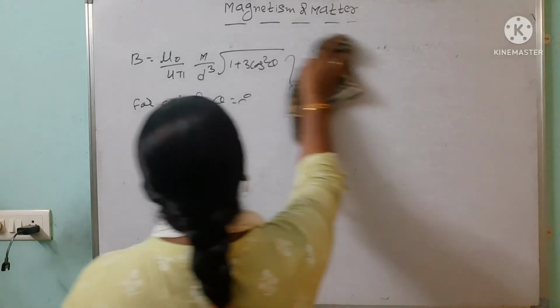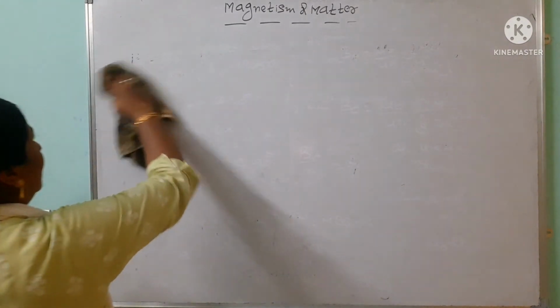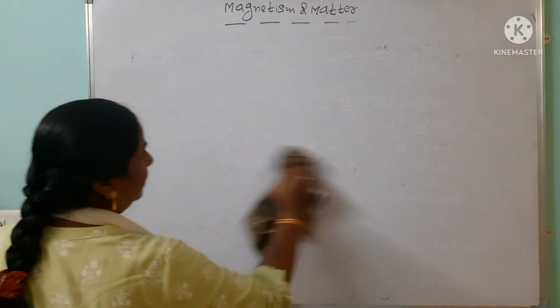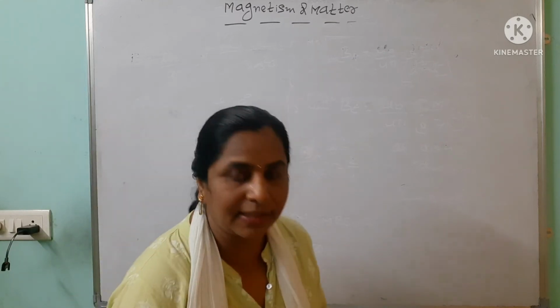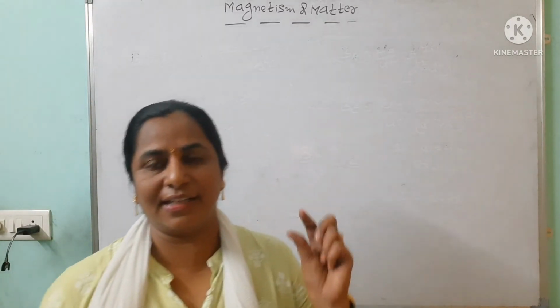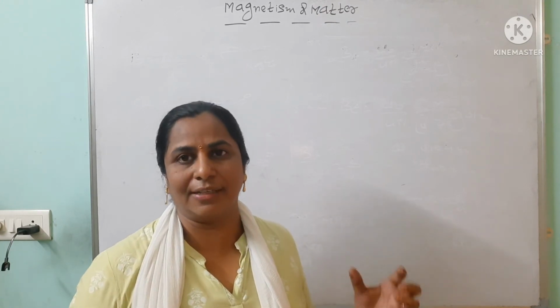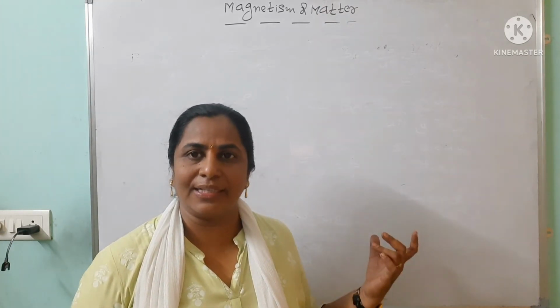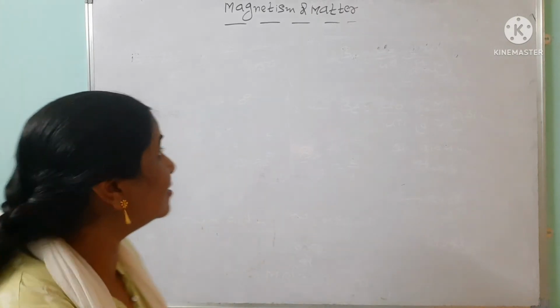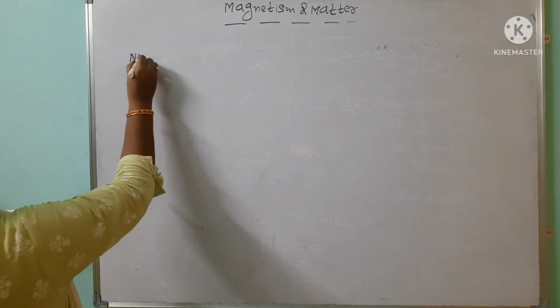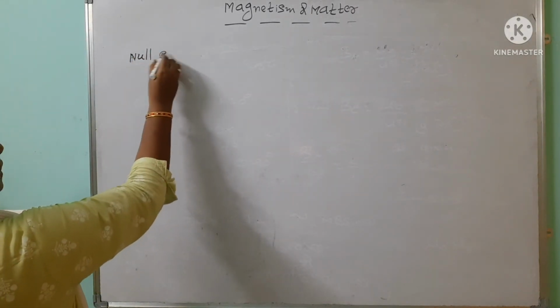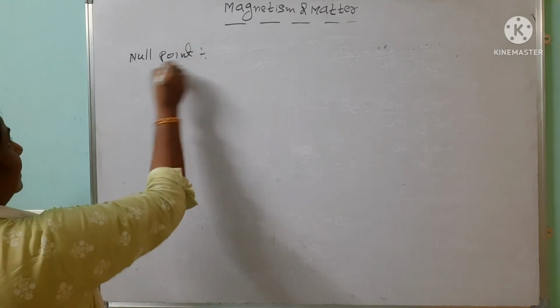Then we are going to discuss what the magnetic lines of force are. It is an imaginary path of the unit north pole. Unit north pole means we are taking the compass. Already we have done in the lab how we should draw the magnetic lines of force. So then we are going to discuss null point here also. Null point in the case of force and null point in the case of magnetic induction.